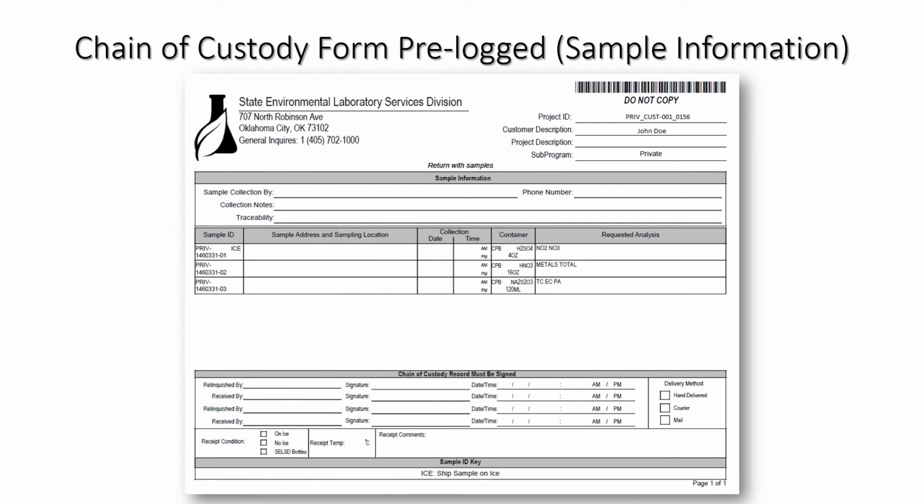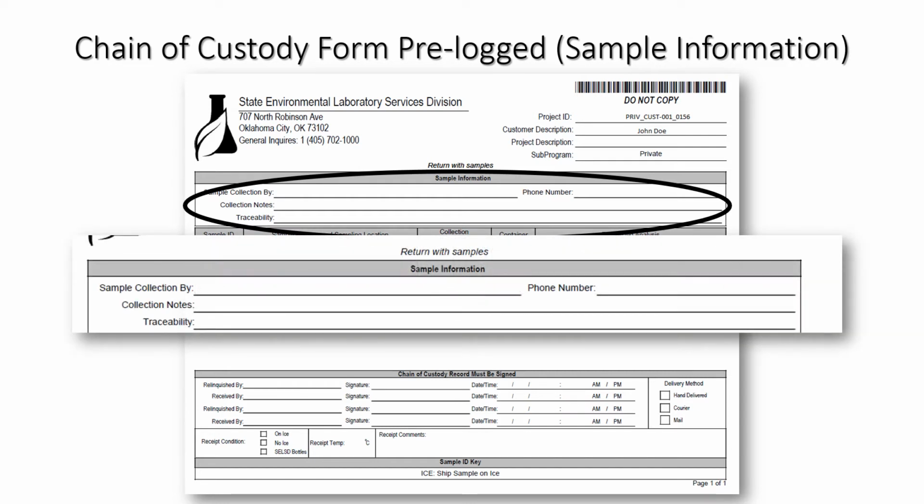In the sample information box on top of the sample rows, fill out the collector's name or initials in the sample collection by area. Add a current contact phone number for the collector in case there are any questions about the samples or any missing information on the form. If you have any special collection notes about your samples, please write them in the collection notes area, or you may describe any issues you are having that prompted you to collect the samples. For example, if your private well is having a taste or odor issue, you can note that here.